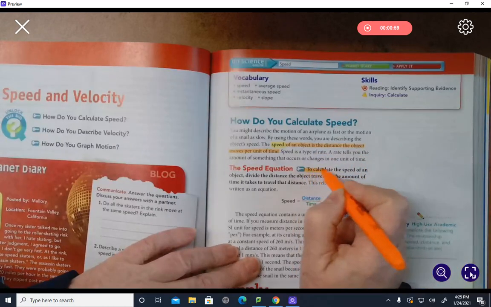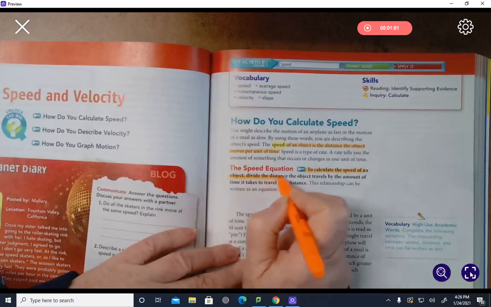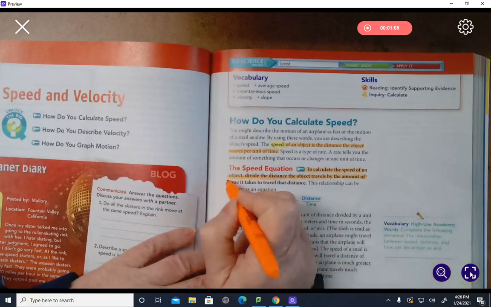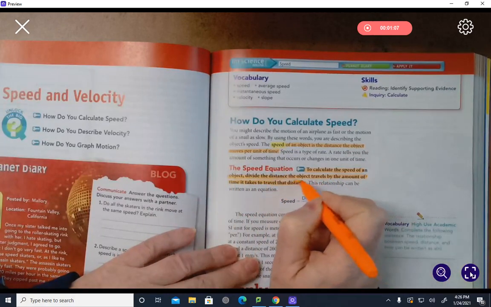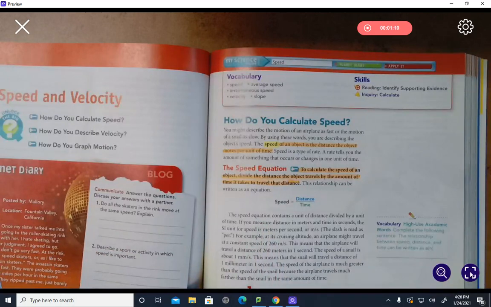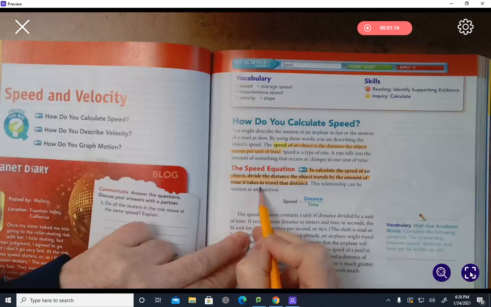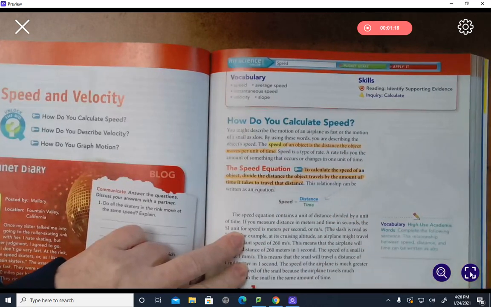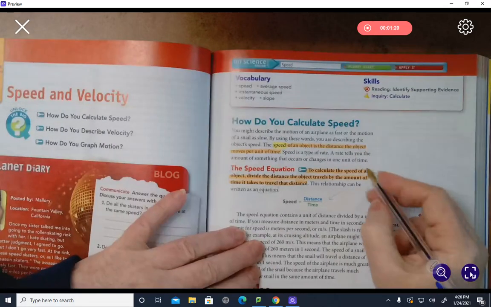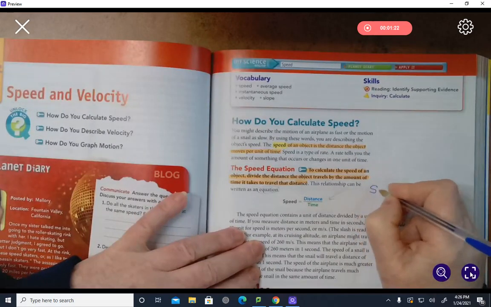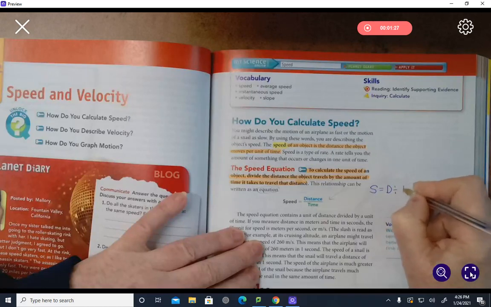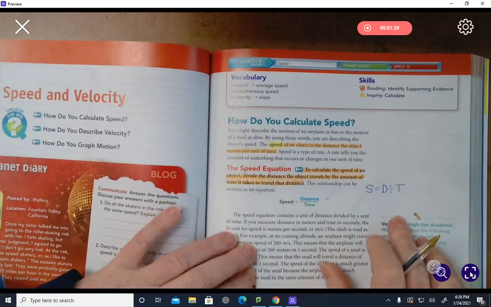To calculate the speed of an object, you have to divide the distance the object travels by the time it takes to travel that distance. And here's that word that we covered at the beginning, that word equation. And we've seen it written like this. If you also want to write, maybe you could do speed equals distance divided by time. You could write it like that.